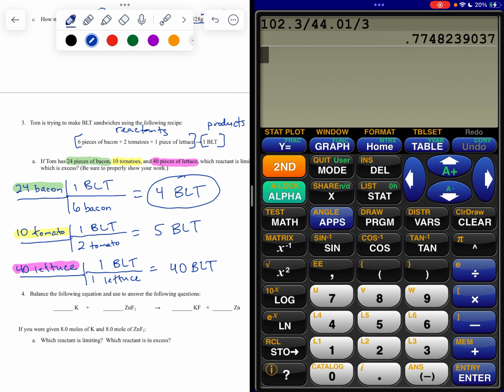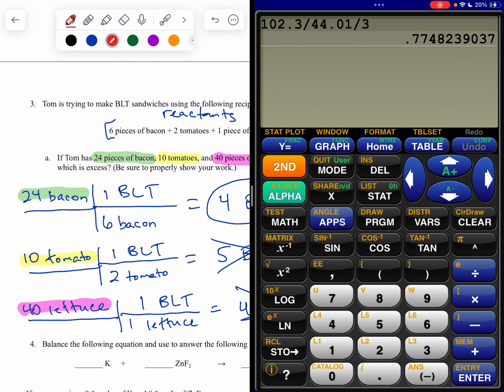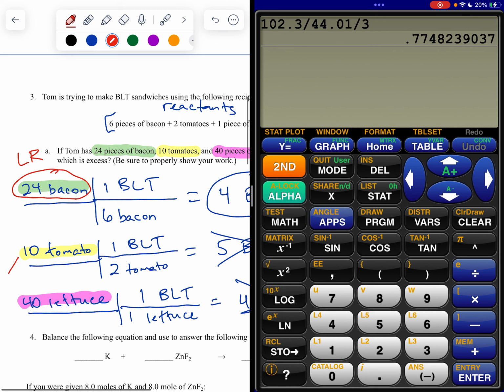So I compare all of these, and I see that 4 BLTs is the smallest amount, which means I can make only 4 BLTs and no more. Because once I create those 4 BLTs, I have run out of bacon, which tells me that bacon is our limiting reactant, whereas both the tomatoes and the lettuce are now the excess. They're excess because I have more than I need, right?